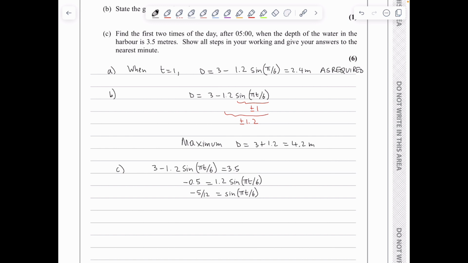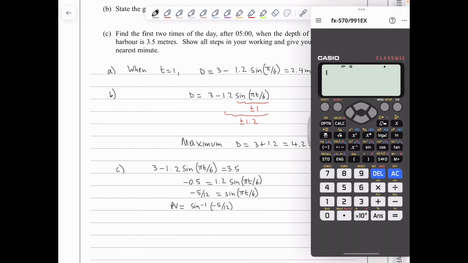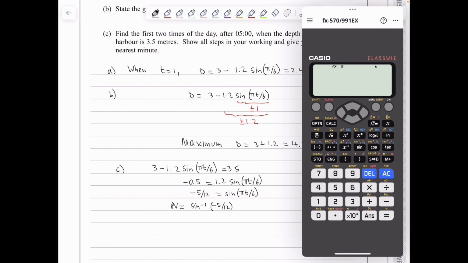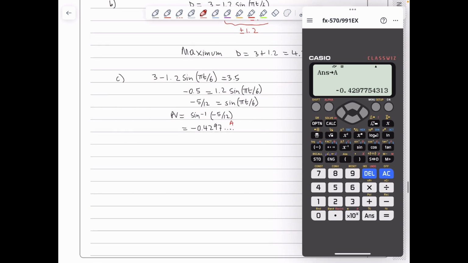I will start by finding the principal value, which is shift sine of minus 5 over 12. So if I go on my calculator, I'm in radian mode, I'll do shift sine of minus 5 over 12. This gives an answer of minus 0.4297..., which I will store on A on my calculator. So I press the STO button and A, and I can then proceed using the generating formula to find the values for t.